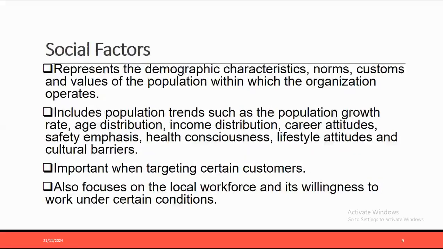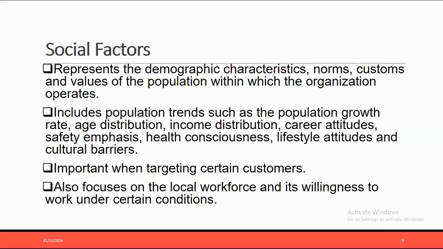Then we move to the social factors. The social factors represent the demographic characteristics, the norms, the customs and values of the population within which the organization operates. Okay, so if we pick the area where your business is situated, you may want to consider these demographic characteristics, the norms that are peculiar to your business or to the people around you, the customs and values of the population within which your business is operating.